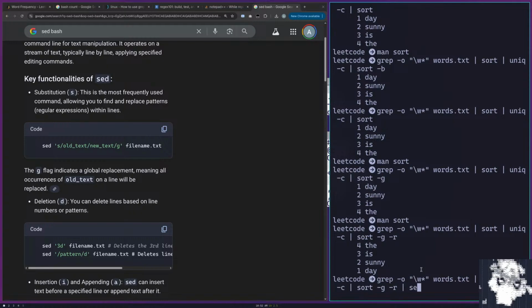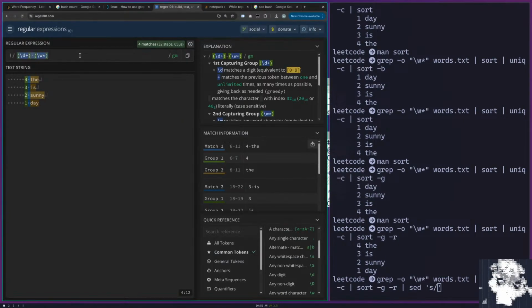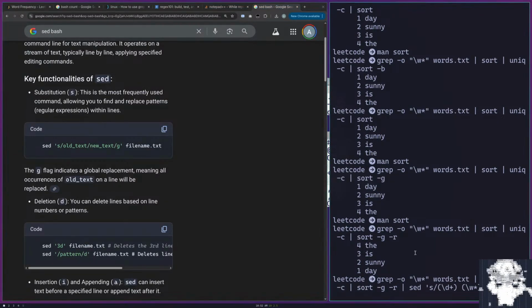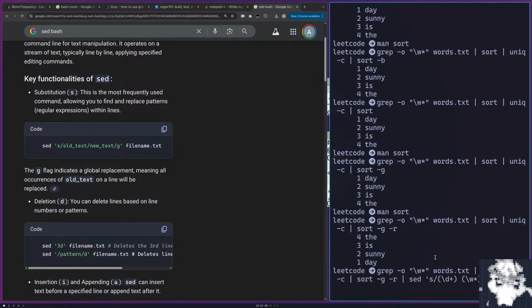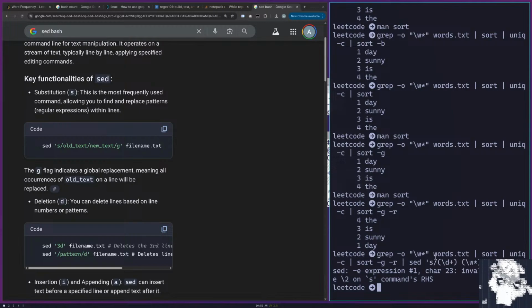So pipe this into sed. It's going to look like s/ and then the regular expression we made, then /$2 space $1 newline, /G. Invalid reference /2 on S command's right hand side.